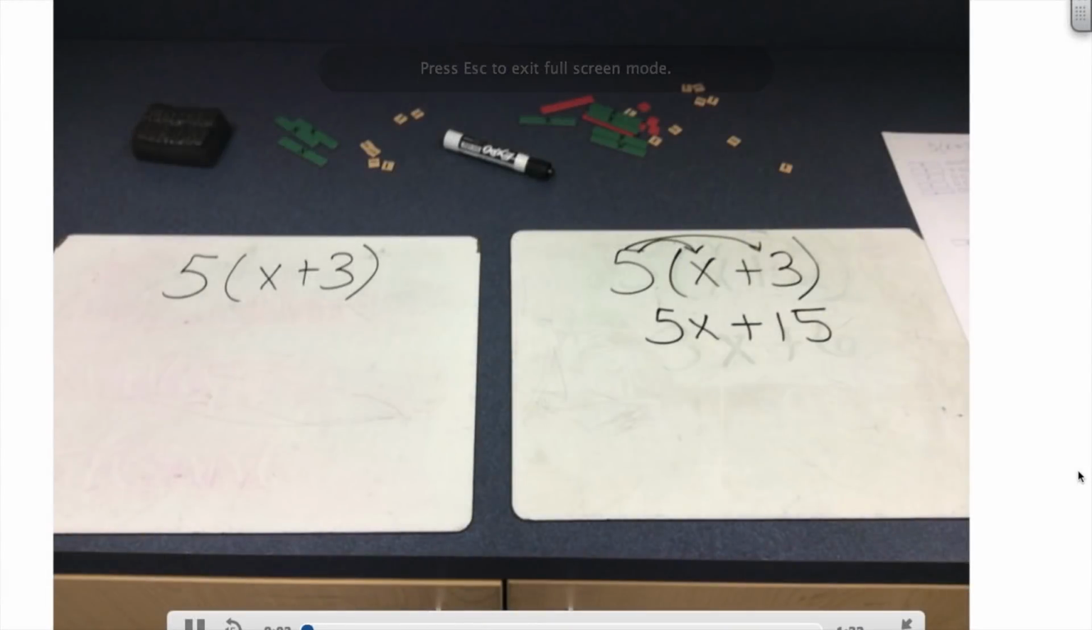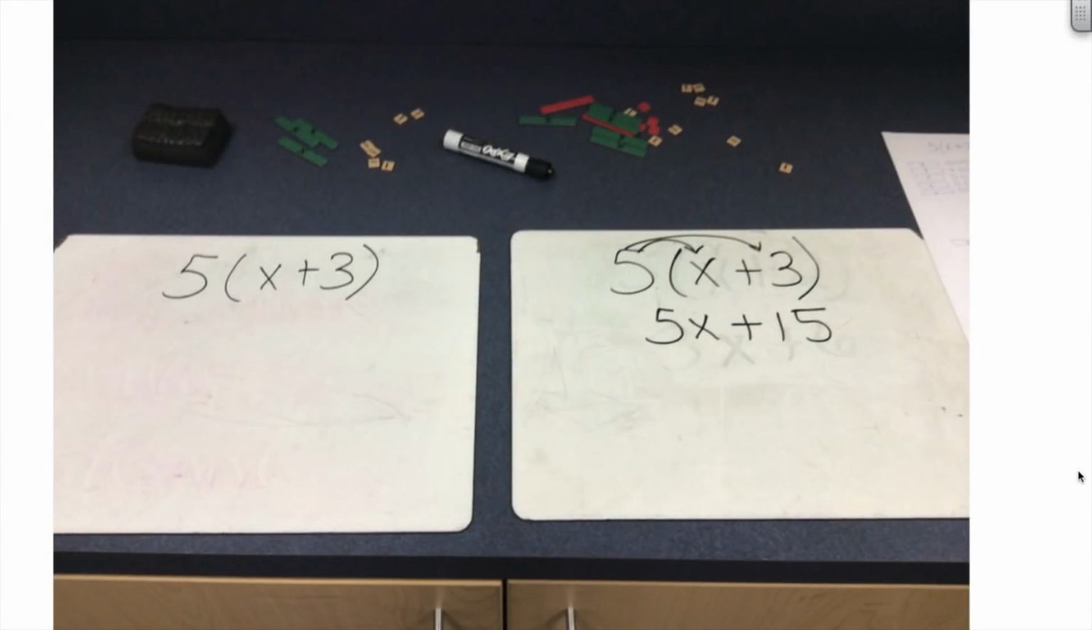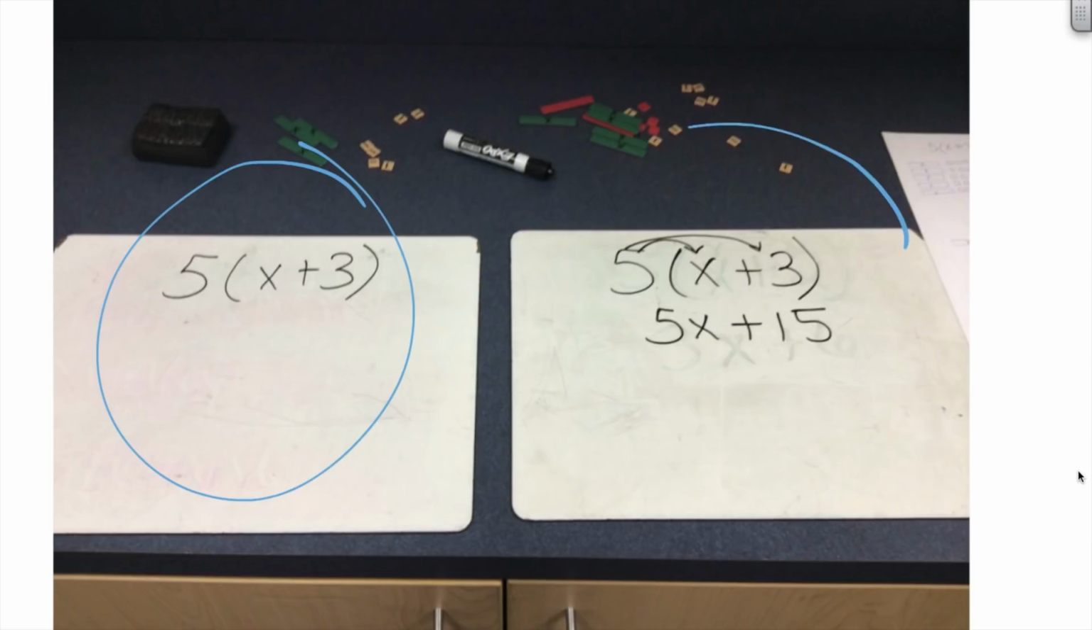All right, so this is an example of what I would like for you to do. You're going to have 4 slides, and you're going to see my 4 slides as I go through this example. The first slide is what you see right here. It's showing the problem on 2 separate boards. One board shows just the problem not distributed out, which is 5 parentheses x plus 3. And then this problem shows that same thing, 5 parentheses x plus 3, but I distributed it to get 5x plus 15.